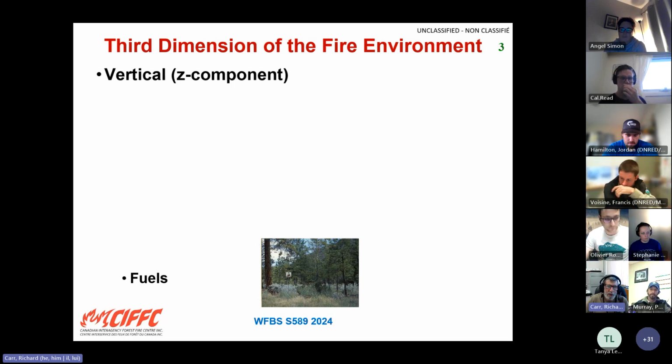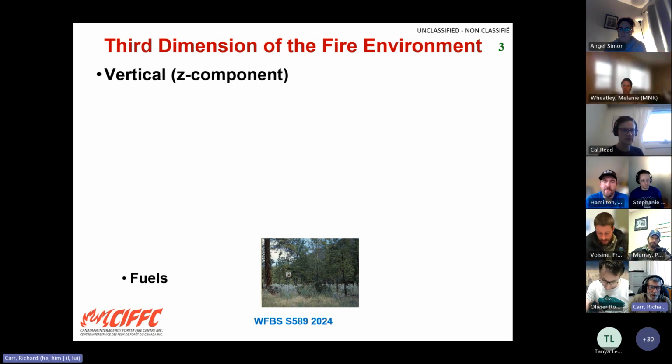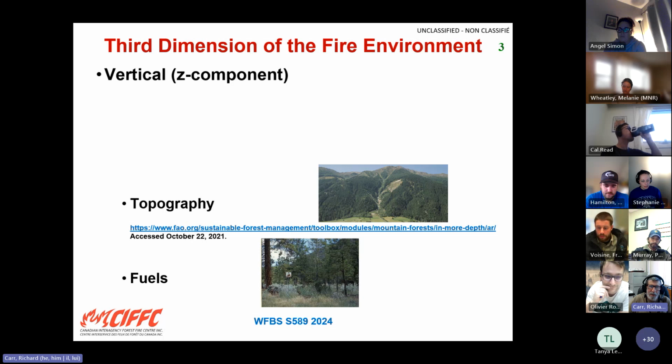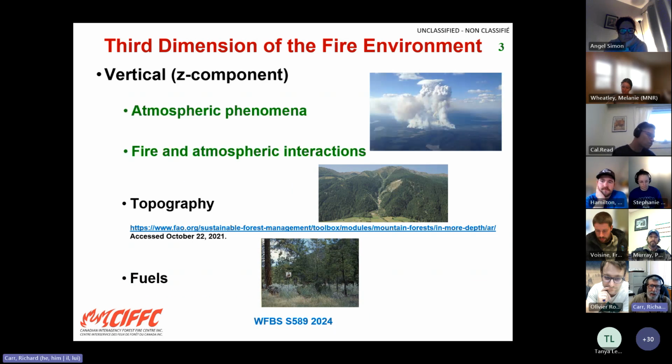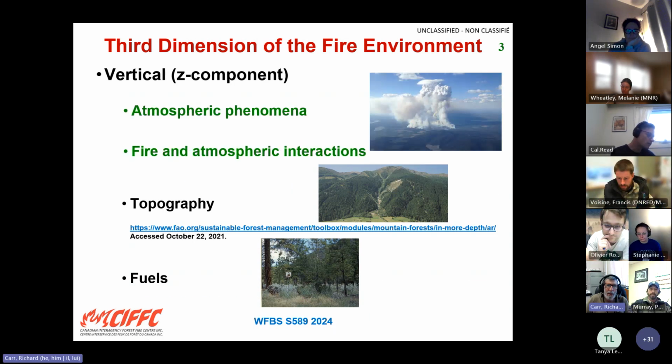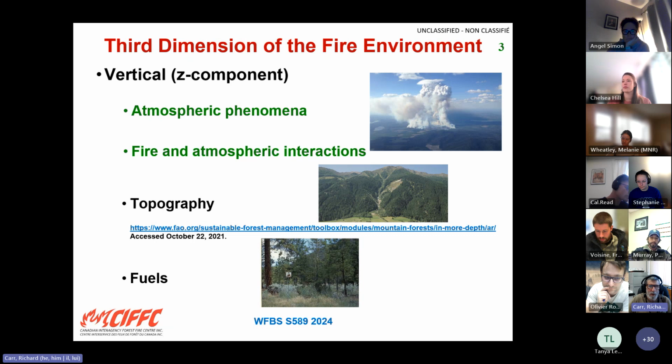So, if we start at the bottom here, the fuels, of course, have a bit of a vertical component to them, and we've talked about fuels quite a bit so far in the course, so we'll carry on. There has been some introduction to topography as well and influences on fire, but then there are more pure atmosphere interactions with fire as well, so we'll take a look at those, and that's the top of this little ladder that we're looking at.